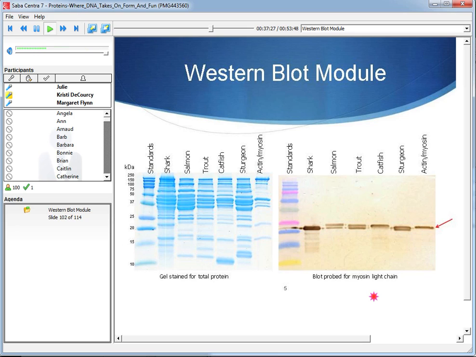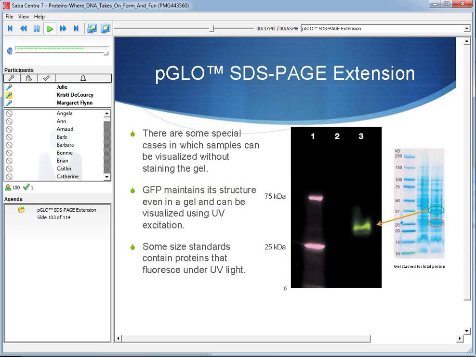The other interesting thing here is the colored standards, which both give you your sizes and also confirm that your proteins transferred, because if you can see the markers, you know that the proteins are there too. There's one other really neat example. There are some proteins, particularly GFP, green fluorescent protein, which some of you may have used, that will show up on a gel without any staining.